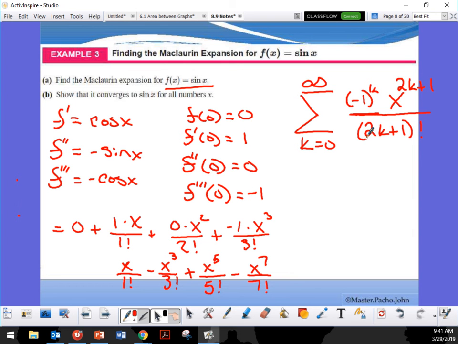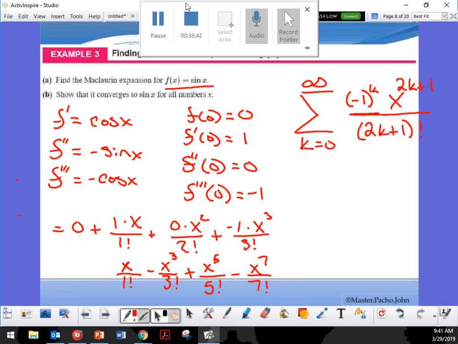All right, so we're going to finish this one right here. Let's show that it converges to sine for all numbers x. We're going to get to that later. All right, so let's see. Yay! All right.